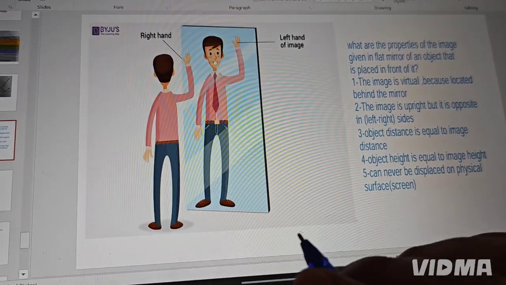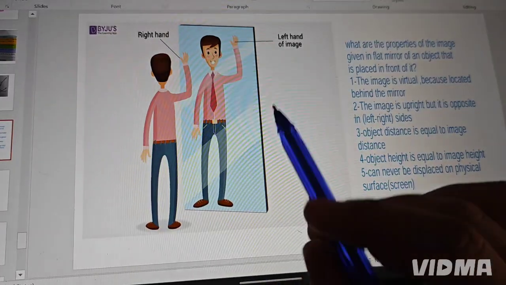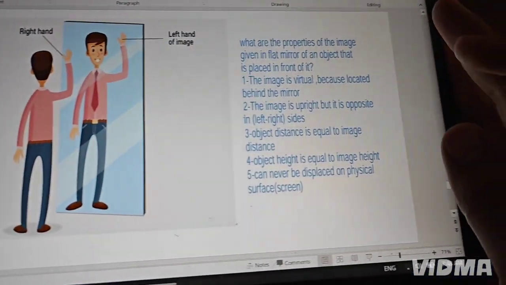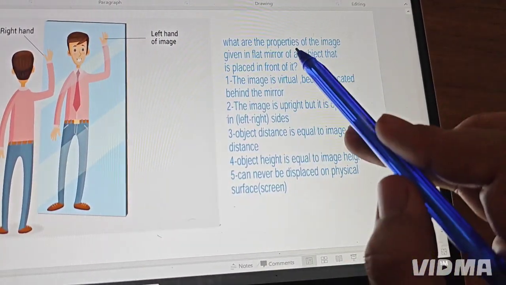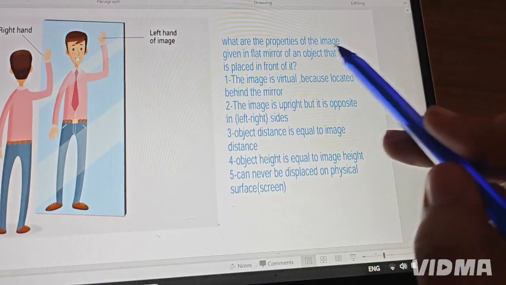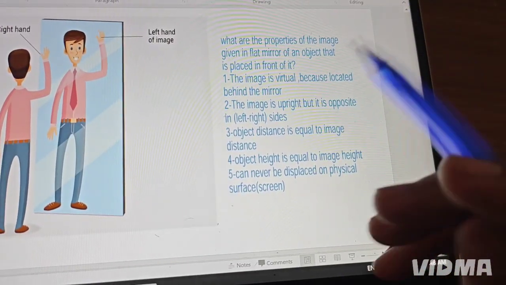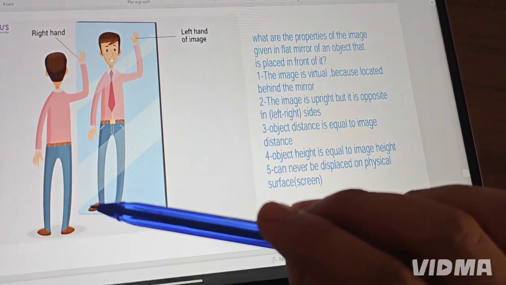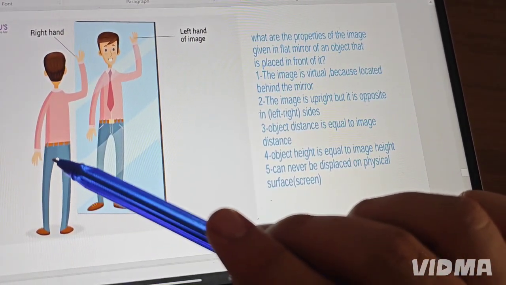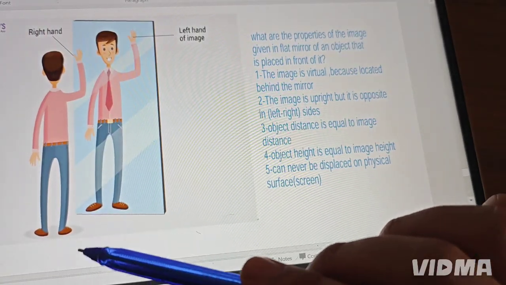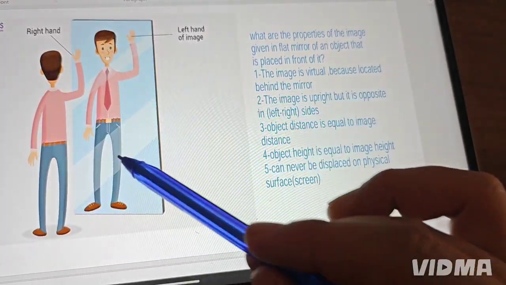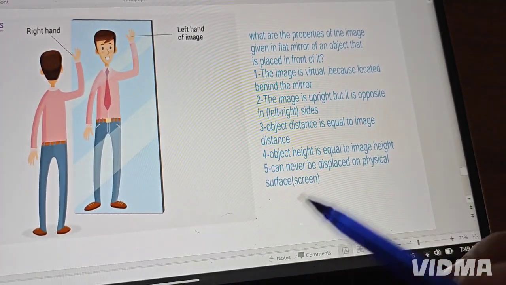So students, now we are going to explain what a flat mirror is in physics. This is the flat mirror, this is the mirror, and this object is standing in front of the mirror. So we have a nice question here. What are the properties of the image given in a flat mirror of an object that is placed in front of it? For example, when we put a picture in front of the mirror, this person standing in front of the mirror, an image is going to be formed on the flat mirror. How do you see that? What is the property of this image?